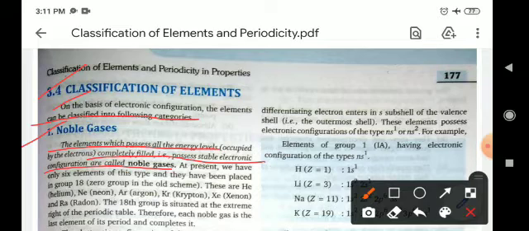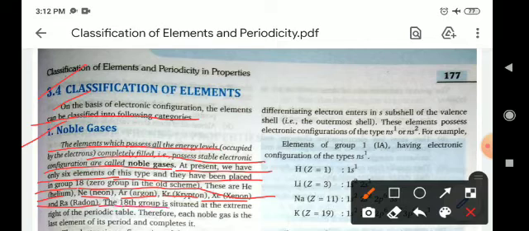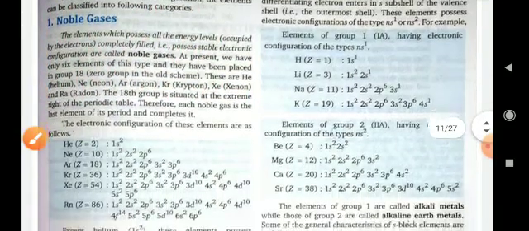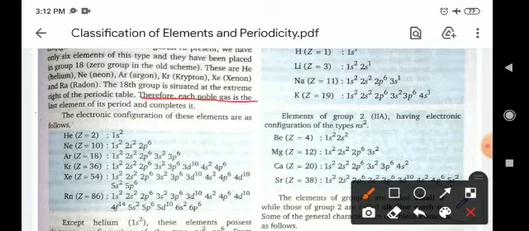In this group, at present we have only 6 elements of this type and they have been placed in group 18 or 0 group in the old scheme. These are helium, neon, argon, krypton, xenon and radon. The 18th group is situated at the extreme right of the periodic table. Therefore, each noble gas is the last element of a period and it completes it.